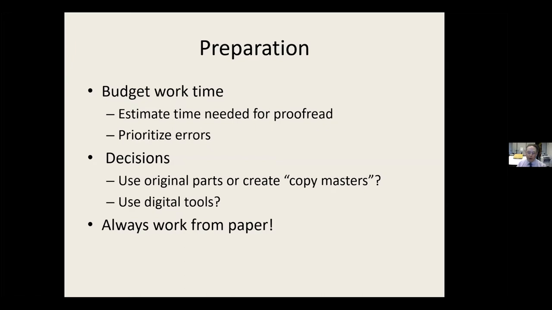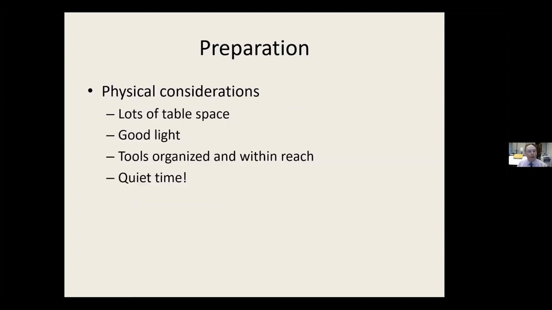And always, always work from paper. If you are proofreading, especially new computer-engraved music, if someone sent you something digitally, don't proofread on a computer screen. Always print it off and use the paper for that. Some little physical considerations: a nice big table, good light, get your tools organized, and most importantly, don't do any proofreading when the musicians are in the building. You can't have any distractions. If you have distractions like second violins walking in asking for something, that will create more disasters.